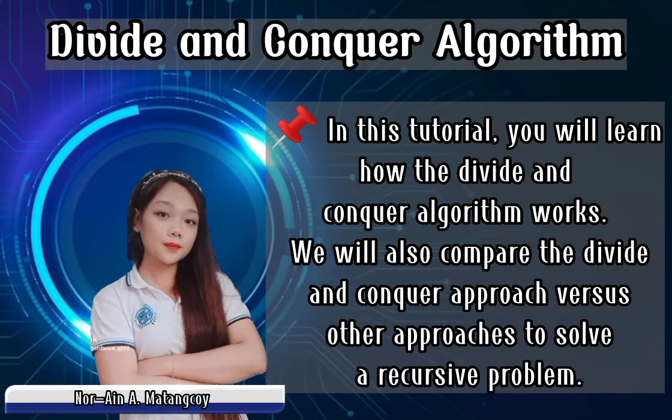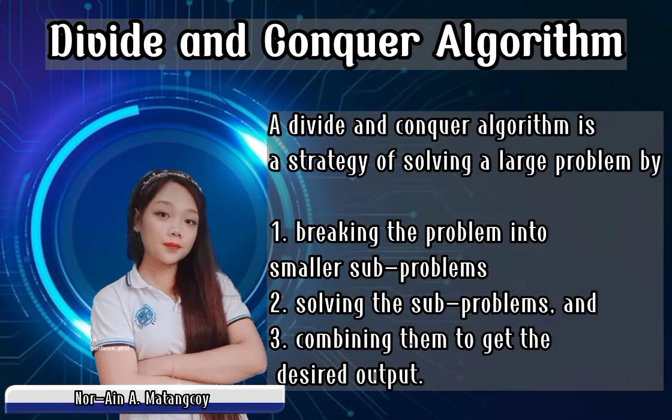Divide and conquer algorithm. In this tutorial, you will learn how the divide and conquer algorithm works. We will also compare the divide and conquer approach versus other approaches to solve a recursive problem. A divide and conquer algorithm is a strategy of solving a large problem by breaking the problem into smaller subproblems, solving the subproblems, and combining them to get the desired output.